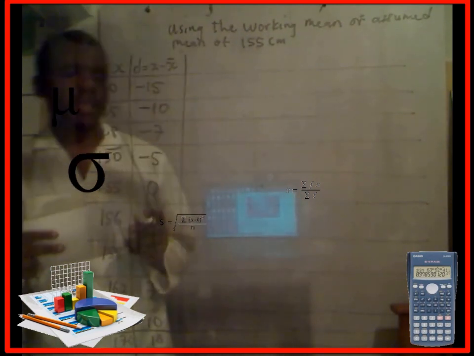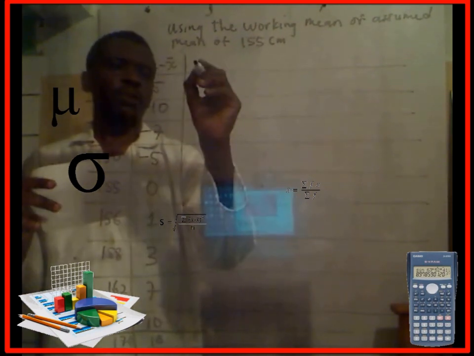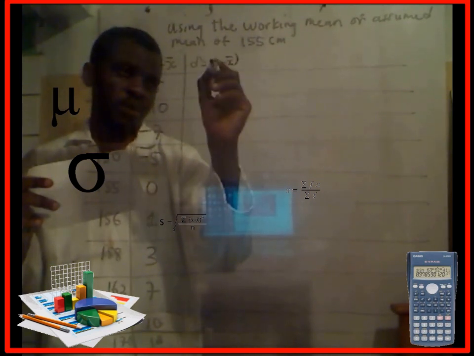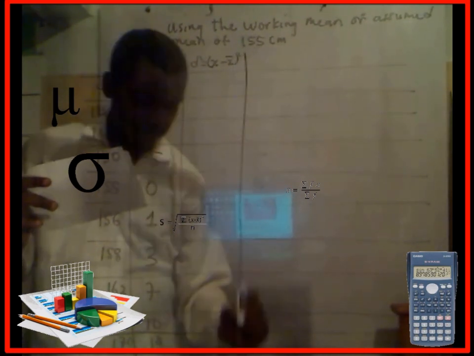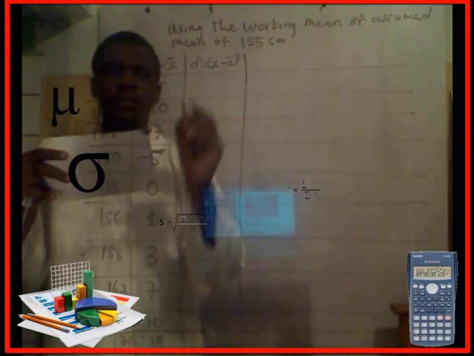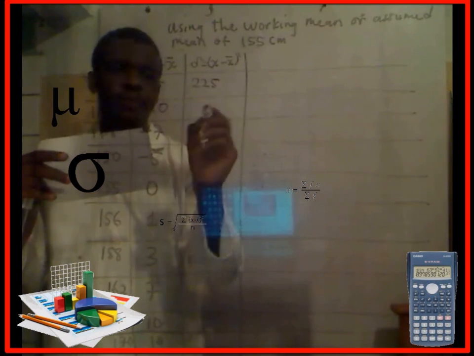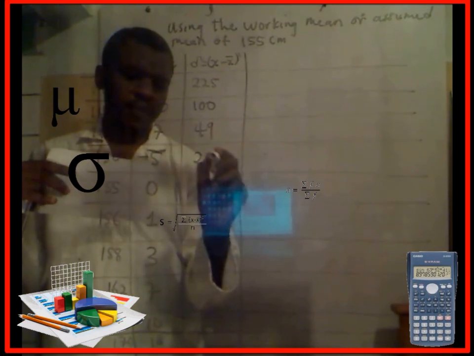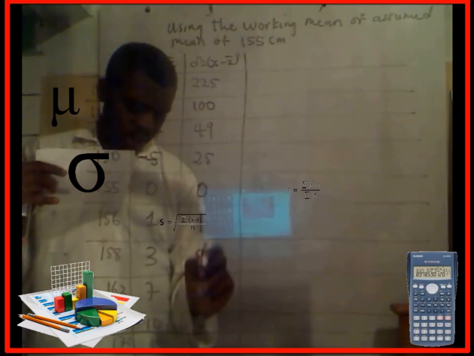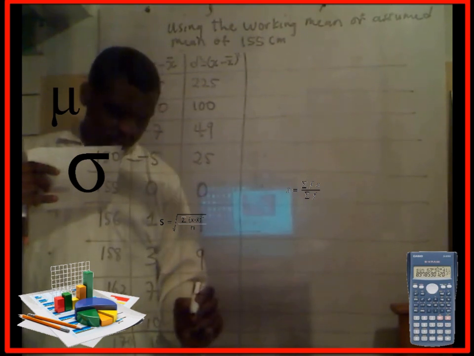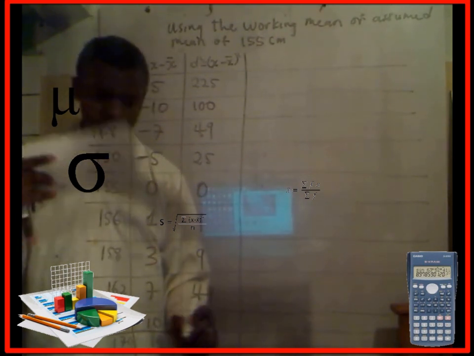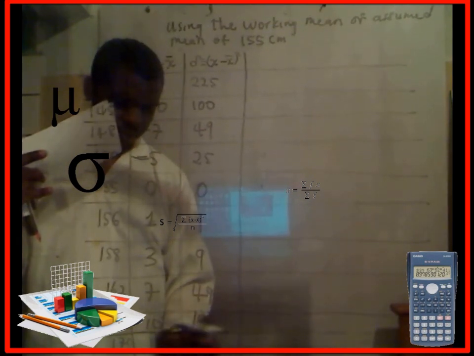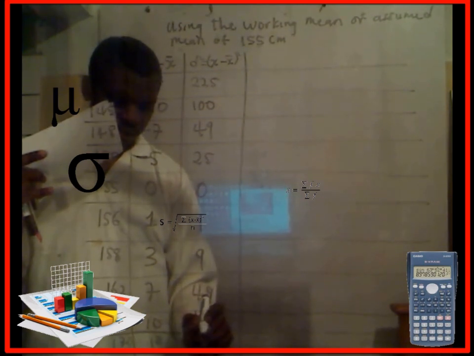So the next thing, I square these deviations. So d squared, which is the score minus the assumed mean, all squared. So this will give me 225. This is 100. This is 49. This is 25. This is 0. It's 1, 9, 49, 100, 225.